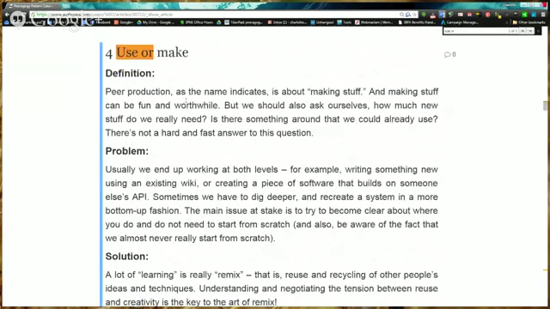Peer production, as the name indicates, is about making stuff. And making stuff can be fun and worthwhile, but we should also ask ourselves, how much new stuff do we really need? Is there something around that we could already use? There's not a hard and fast answer to this question.